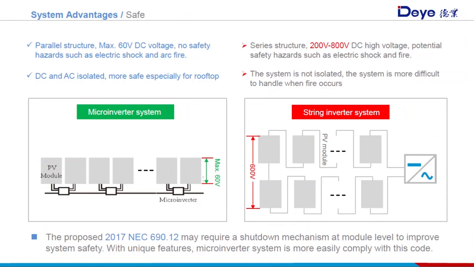As for the string inverter system, the DC voltage is about 200 to 800 volts, high voltage. There are potential safety hazards such as electric shock and fire. In addition, almost 90% of string inverters adopt a transformerless design, so the DC and AC are not isolated. According to the proposed 2017 NEC 690, shutdown mechanisms at module level may be required to improve system safety. With its unique features, a microinverter system more easily complies with this code.